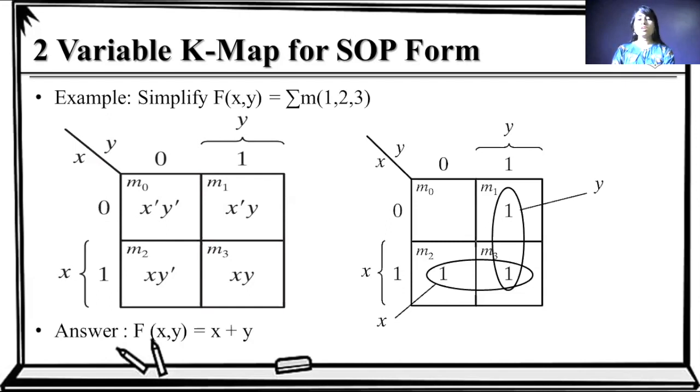After writing the group function of all the groups, write them as an OR operation. So here we have x plus y. So the logical function of this given function is x plus y. This is how we can solve a logical function into simplified form by using K-map.